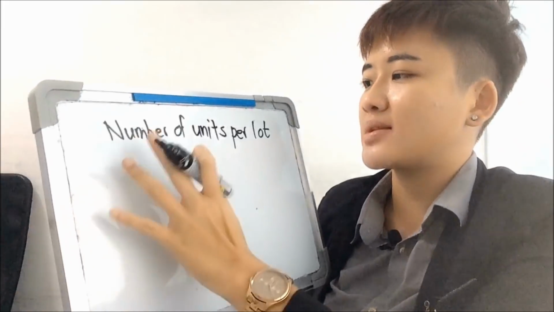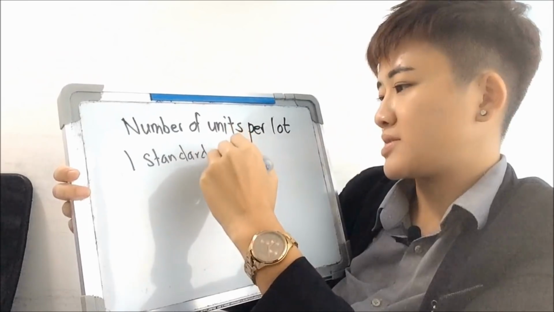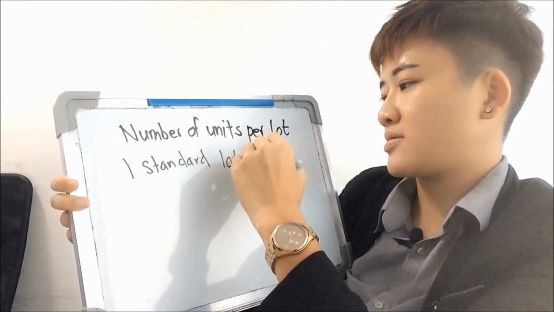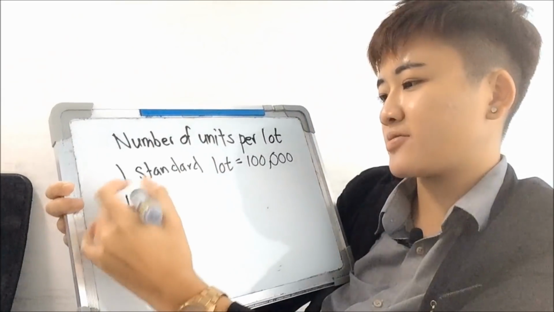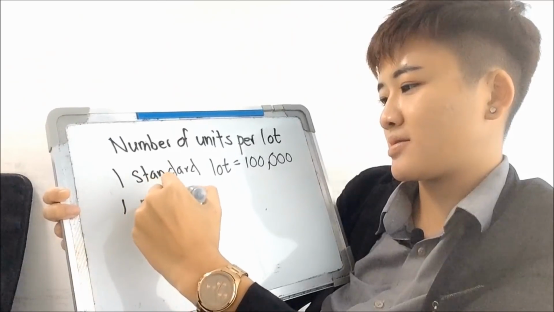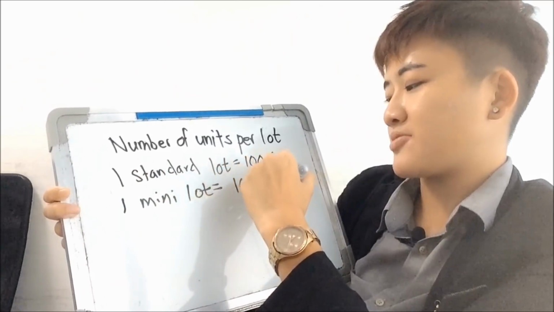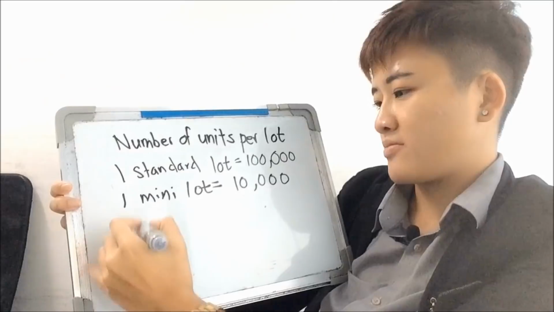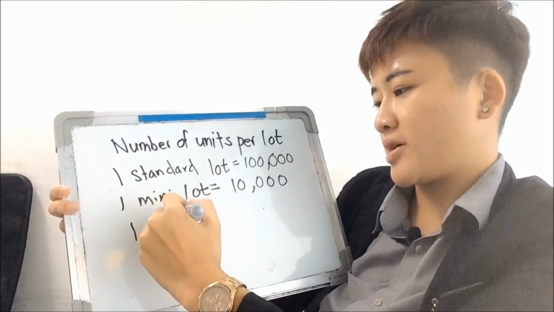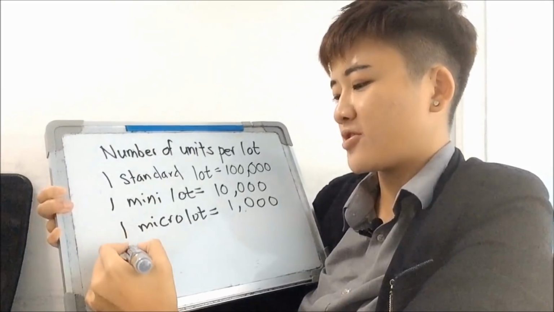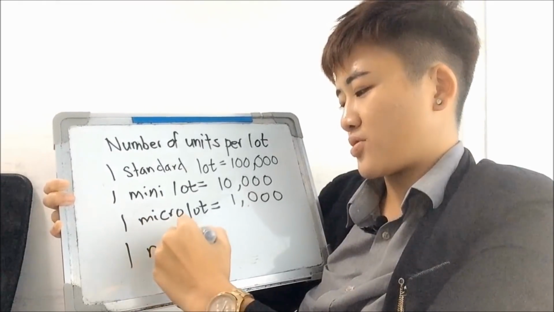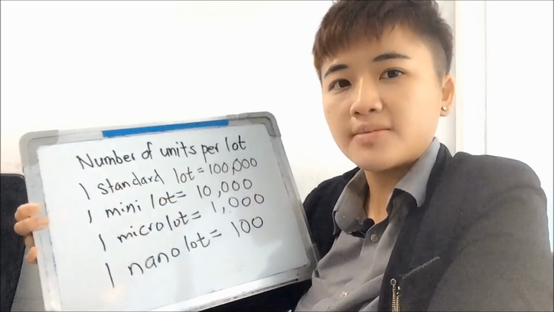Before I talk about value per pip for different currency pairs, you need to understand the number of units per lot first. One standard lot would be 100,000 units. Right after that, you have one mini lot where you're trading 10,000 units of the base currency. Then one micro lot where you're trading 1,000 units of the base currency. And followed by that, you have nano lot, 100 units of the base currency.